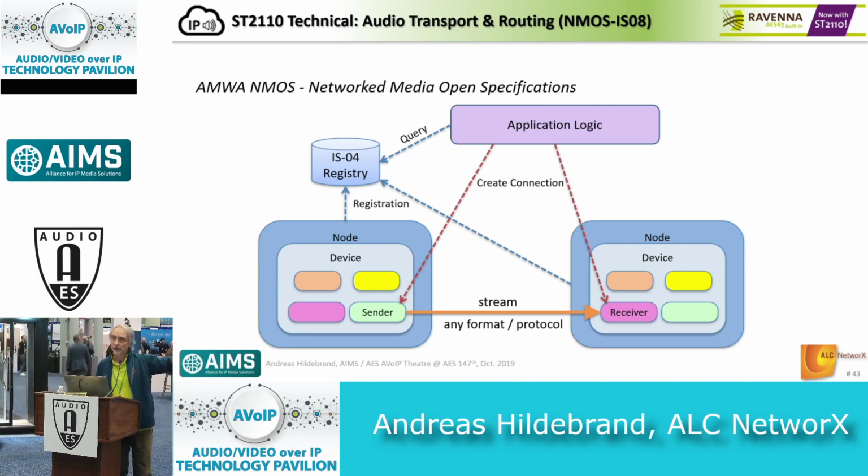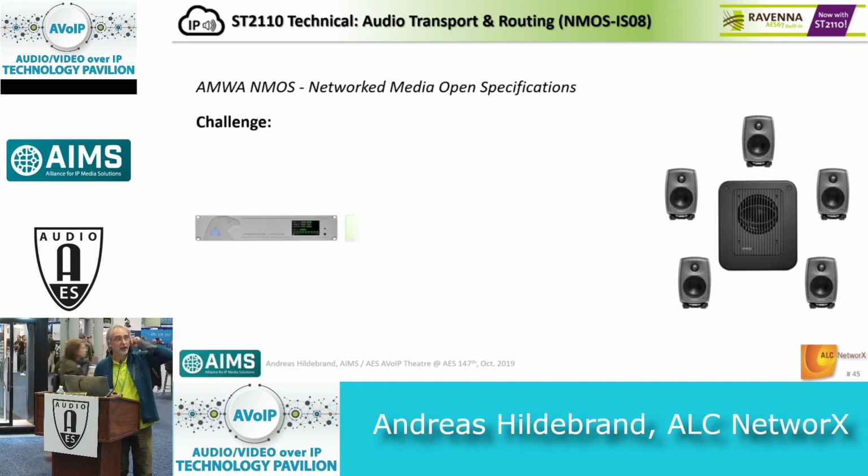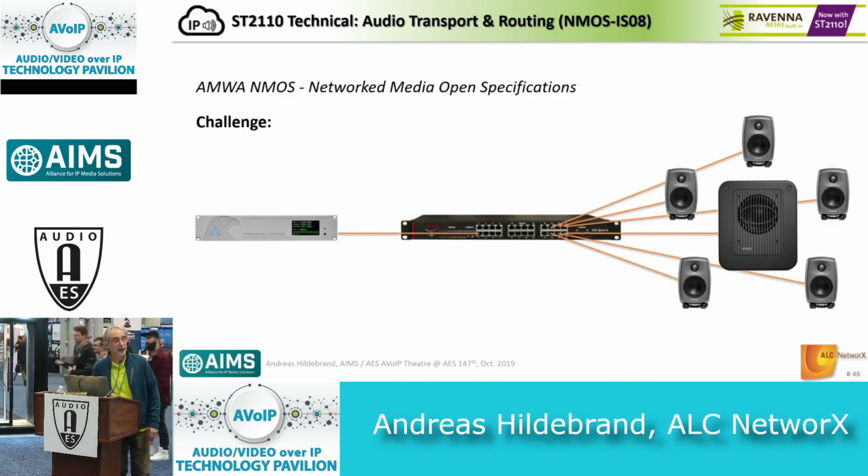But that's the way you establish a flow connection between a sender and a receiver through the IS-05 interface. Now, the challenge is, within the example, let's assume we have a 6-channel surround stream coming out of a device, and we have 6 speakers, all independent individual nodes on the network who need to receive that surround content, right? So the physical connection is clear.